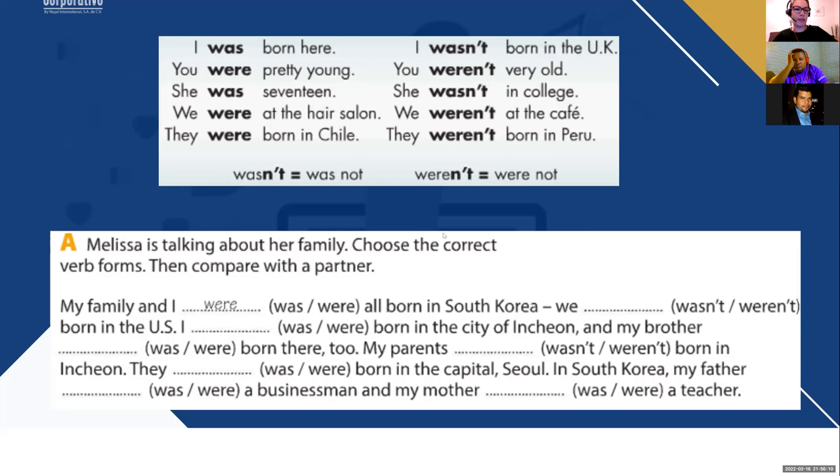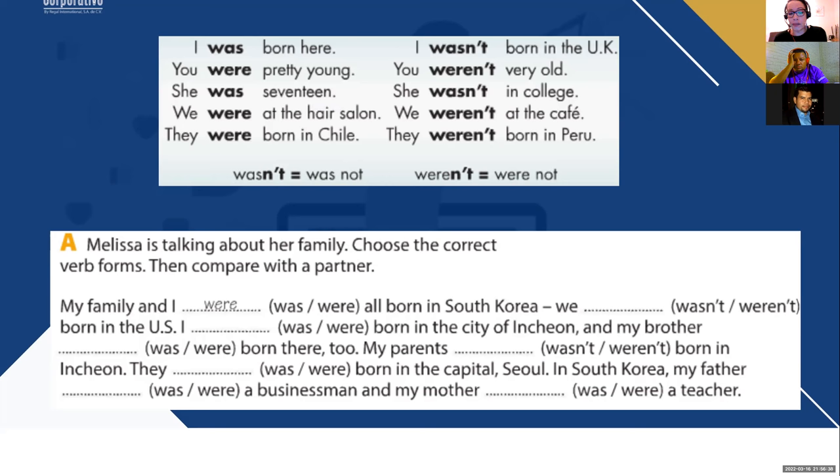It's not complicated. So let's try to complete this exercise using the options that you have in parentheses. This is a short paragraph in which Melissa is talking about her family. And we have to choose the correct verb form, the one that are in parentheses. And then we're going to check as a whole group. The first one is already done for you.